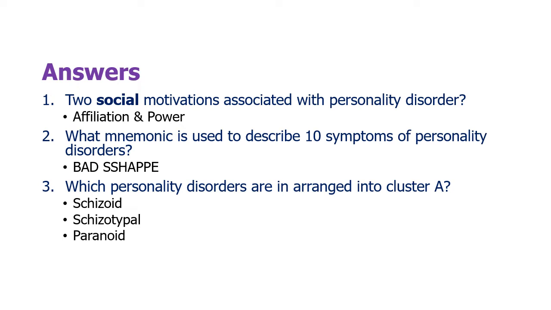Now to review the answers from our pre-section questions. What were the two social motivations associated with personality disorder? Those were affiliation and power. And then what mnemonic is used to describe 10 symptoms or signs of personality disorders? And that was BAD shape. Remember there's two S's and two P's. And then which personality disorders are arranged in cluster A? These individuals are odd and eccentric, so schizoid, schizotypal, and paranoid.